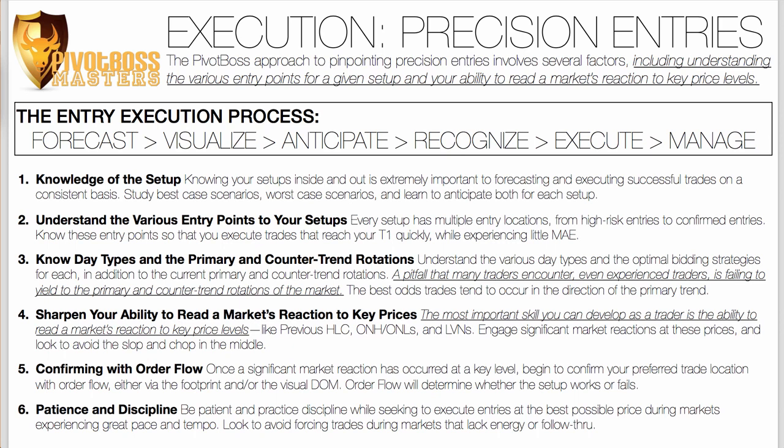I want to know, can I get to my T1 quickly? And can I get to my T1 without experiencing a bunch of adverse excursion? I don't want a lot of heat in my trade. And I've done really well with trying to identify those areas that produce the best entry location so that you experience little MAE. That's very, very important to me.